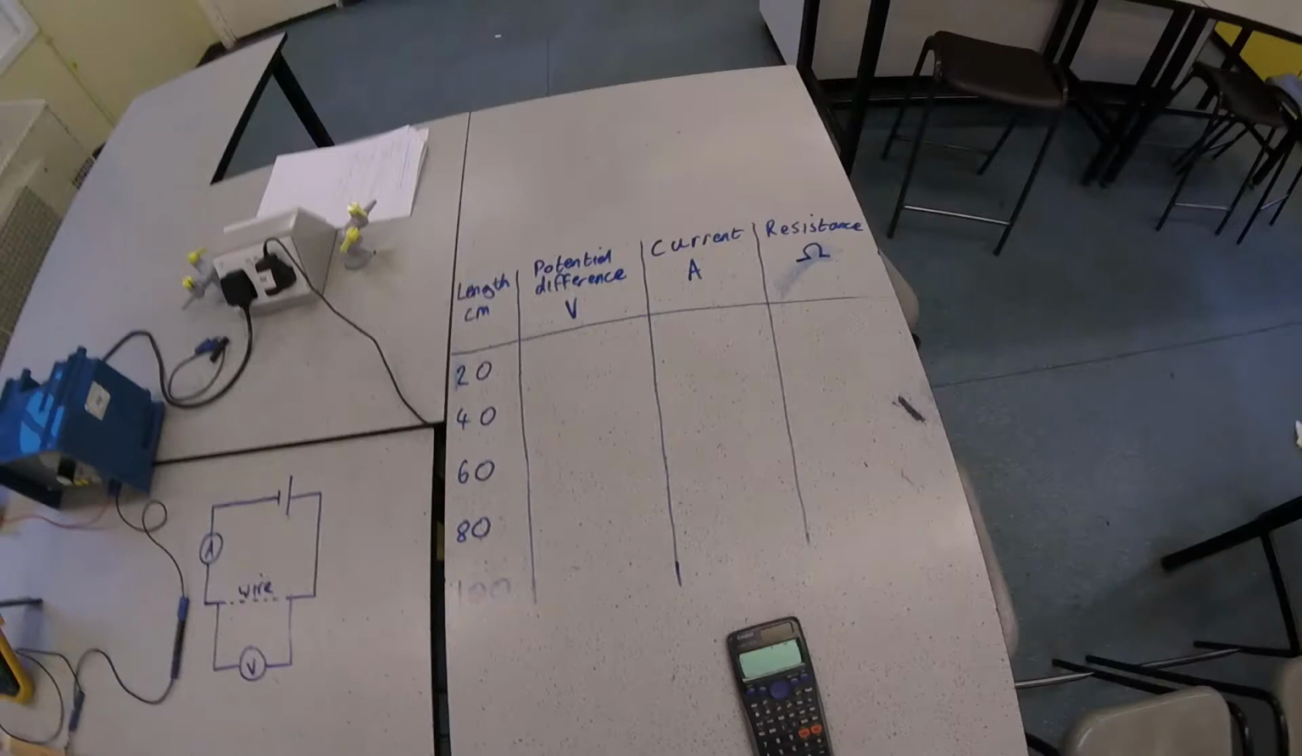So 4 columns. We've got the length column. That is our independent variable. That is what we are changing. We will be measuring the potential difference across the wire for each different length, and we will be measuring the current through the wire for each different length, and we will then calculate the resistance of the wire at that length. So let's start by going over what potential difference means, what current means, what resistance means.